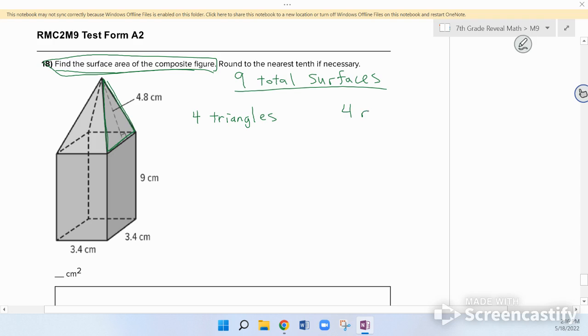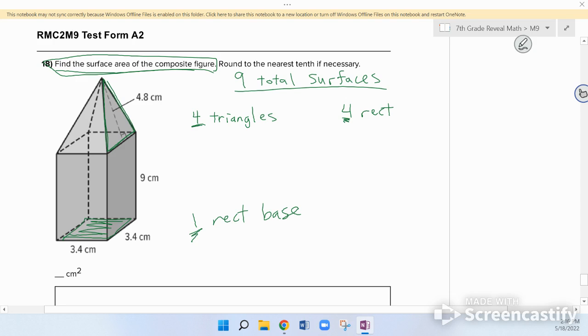Then we have 4 rectangles that are all the same as well. That's this big rectangle here, and it matches up with the 4 that wrap around the bottom of the shape. And then what's that last remaining surface? We just have this base down here of the prism. So I'm going to say 1 rectangle, that's the base. You can use different ways to describe these, this is just one way that makes sense to me, but I accounted for all 9 surfaces: 4, 4, and 1. So I have to find all those areas, and then I'm going to add them up.